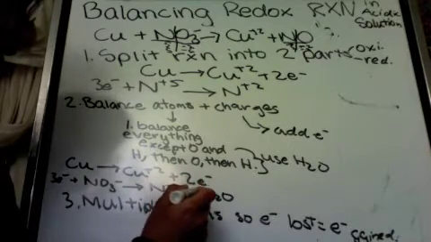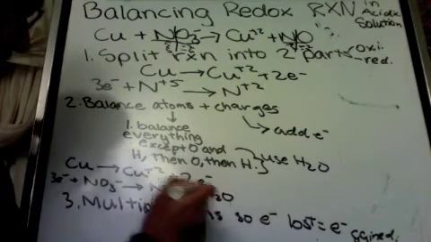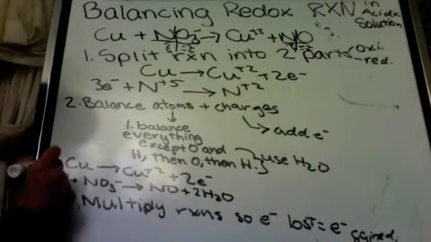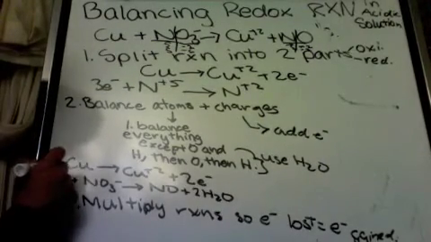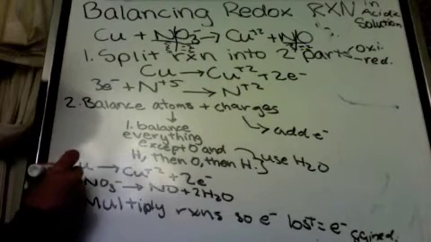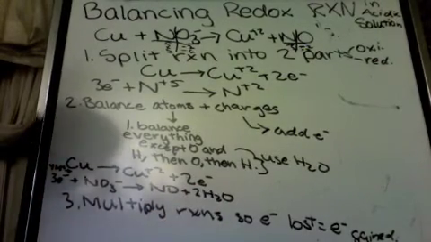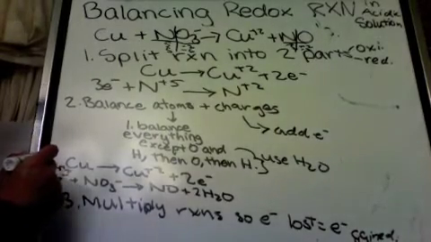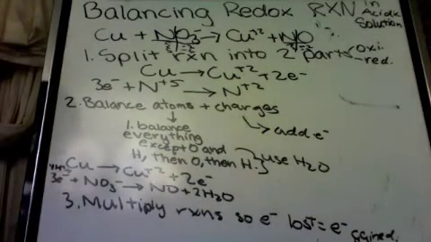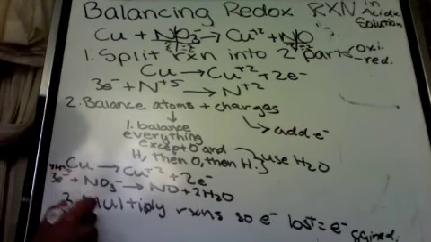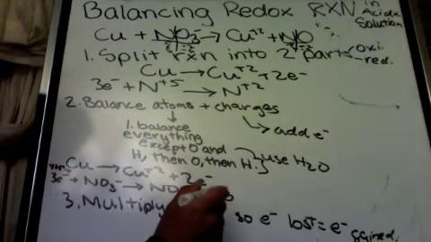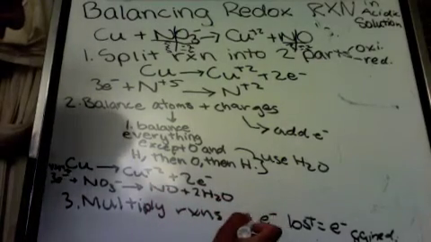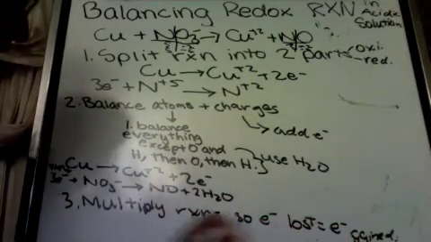But as a result, since you're adding these, you need to balance it out, and what you do is you add 4 H plus ions, which then balances out the 4 H plus ions that you add over there. So what that entails is that you have to multiply the reactions, so that electrons lost equals electrons gained.